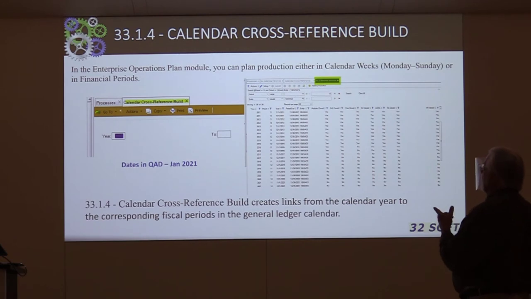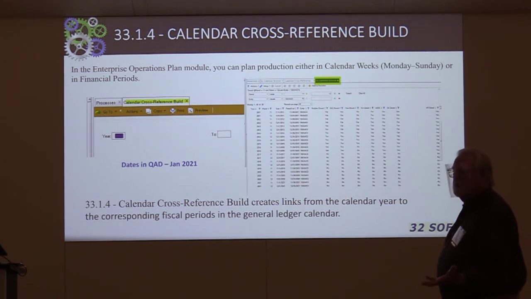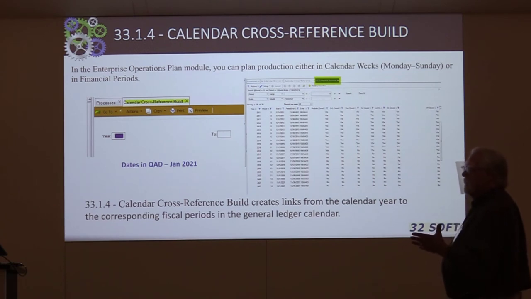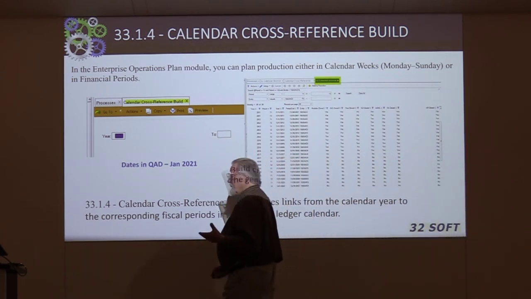The 33.1.4 calendar cross-reference. You can use sales and operations planning on a monthly basis, questionable. You want to use sales and operations planning in association with the financial periods, because this is what senior management uses to measure the process and the plans of the organization.